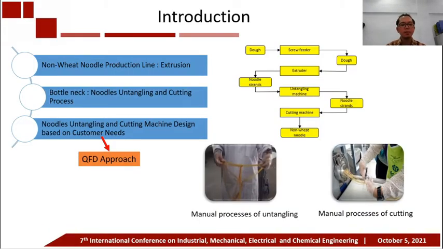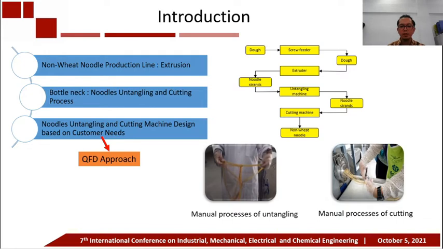The best technology for making non-wheat noodle is the extrusion process. Non-wheat noodle is non-gluten, so the characteristics of non-wheat noodle are not compact and crack easily. The function of the extrusion process is pressing, kneading, and homogenizing non-wheat dough.